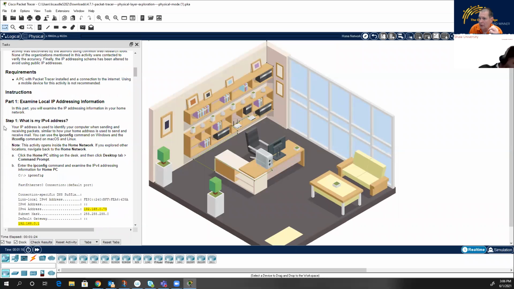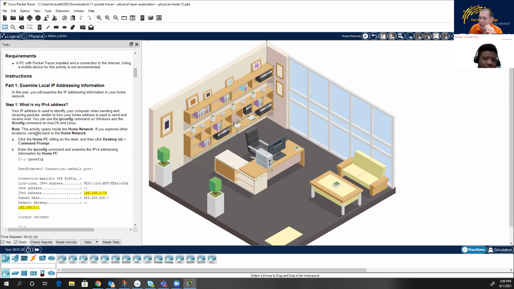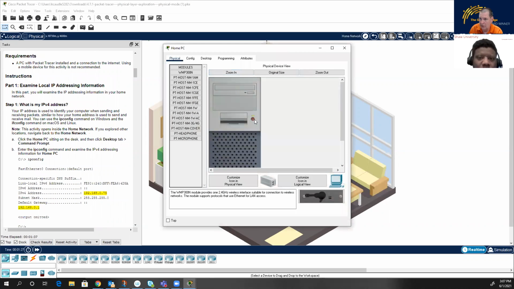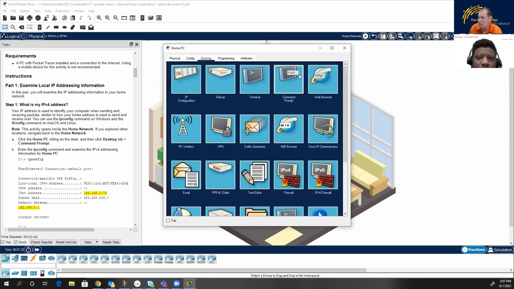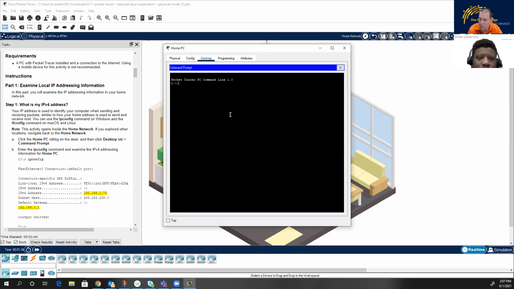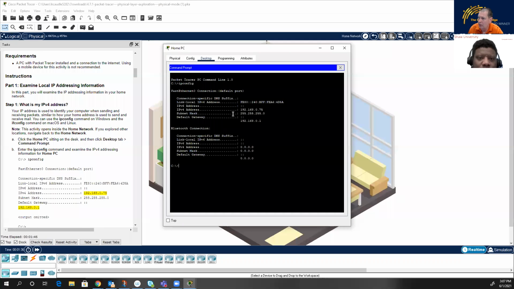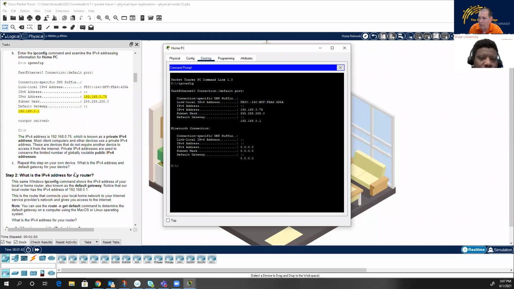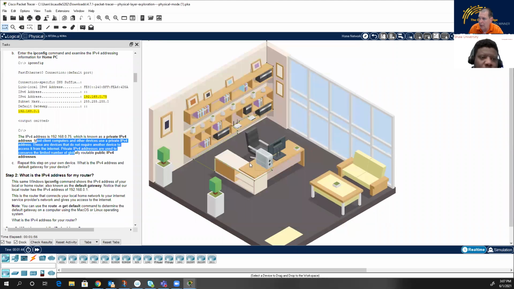So what we're going to do is, it says, what is my IPv4 address? So it tells you what an IP address is. This activity opens inside the home network, and this is the home network. And it says, click on the home PC. So right there's the home PC. You click on it, and it gives you the PC. It then says, go to the desktop and go to the command prompt. And at that command prompt, run the command ipconfig. And it will tell you that your IP address is 192.168.0.75. Then it goes on down and says, if you happen to be on a Mac, you would use a different command to see this.